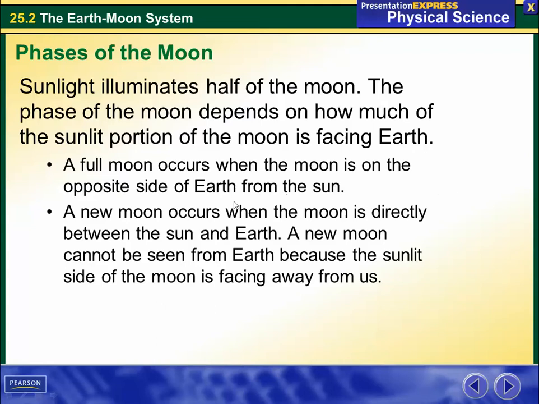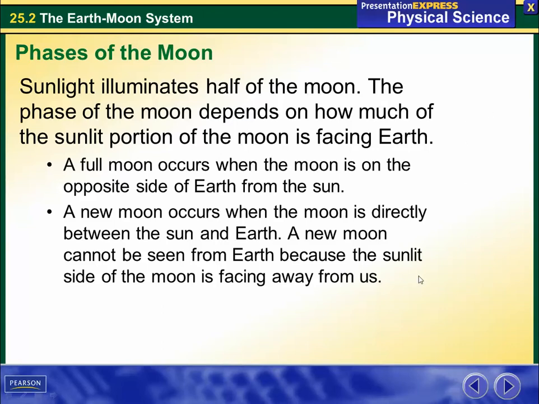The opposite of a full moon is what is called a new moon. A new moon occurs when the moon is directly between the sun and the Earth. The new moon cannot be seen from Earth because the sunlit side of the moon is facing away from us. So the sun is up here, the moon is right here, and the Earth is right here. We maybe can draw some diagrams in class to explain this better. We're not going to be able to see the side that's receiving the sun's rays.